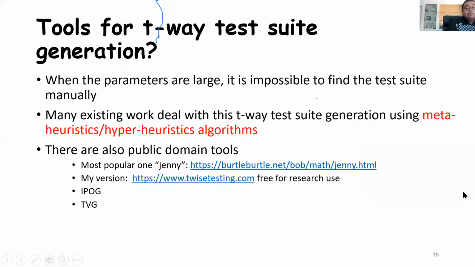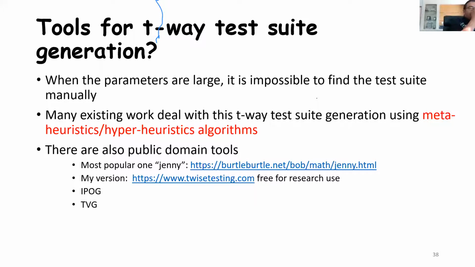Now, when the parameters are large, meaning parameters like A, B, C, D, E, F, G, it is impossible to run the test suite manually. So many existing works deal with this T-way test generation problem using meta-heuristic or hyper-heuristic algorithms. There are also public domain tools you can look at. I also have my own tool for T-way testing, free for research use.